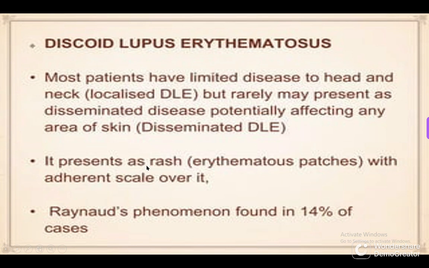It presents as a rash, which is erythematous patches. They are described as patchy, because there is no particular shape and the sizes are not similar to each other. They are erythematous, red in color, with an adherent scale over them. Some of the scales are visible.